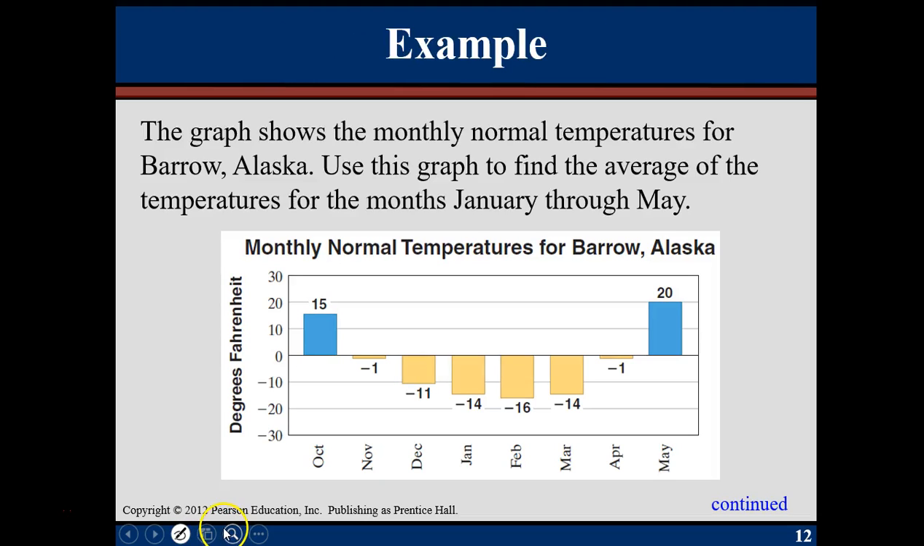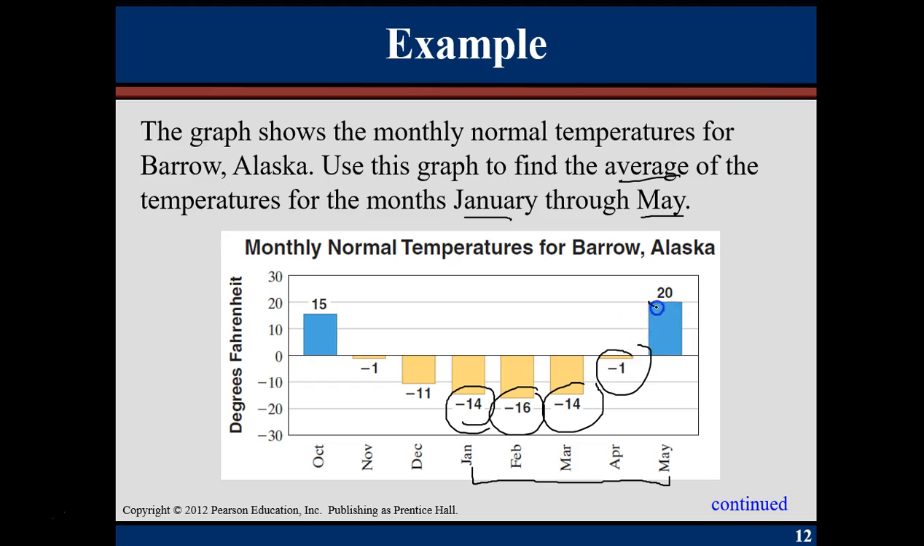Let's look at a word problem. I have a graph below that shows normal temperatures for Barrow, Alaska. We want to use this graph to find the average of the temperatures from January to May. So we're looking from January to May, and we want to find an average. To find an average, you add up all the numbers. So we're going to add up negative 14, negative 16, another negative 14, negative 1, and 20. And then you divide by however many numbers you have. And I have 5 numbers.